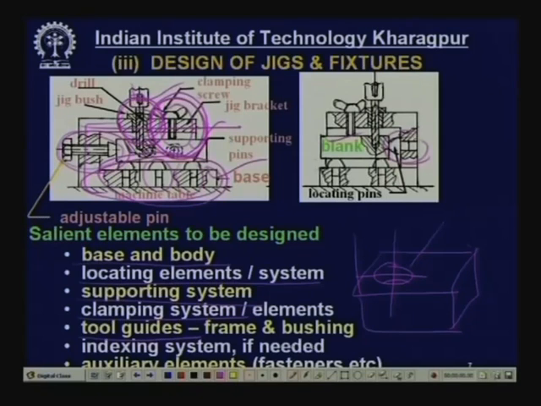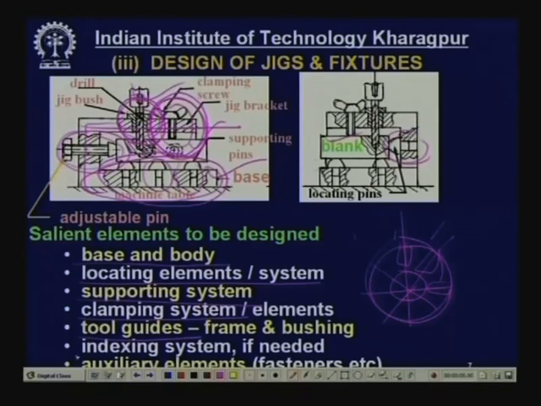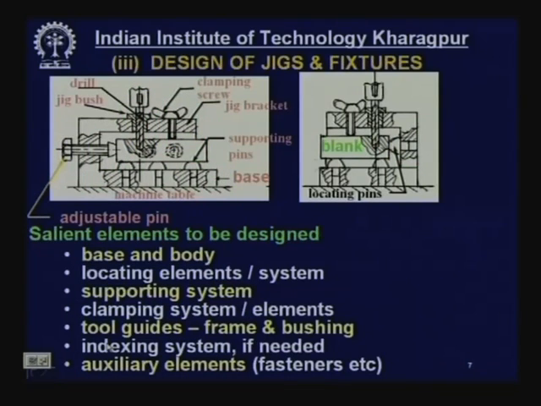Now, indexing system. What is an indexing system? Suppose there is a disc and we want to make a number of radial holes. So, 1, 2, 3, 4, 5, 6. After making one hole, this has to be indexed. Then you make a hole here, then you make a hole here, this is called indexing. So, an indexing system has to be provided if needed, and auxiliary elements like nuts, bolts, fasteners, etc. These are the elements which are involved and need to be designed and especially considered while designing.